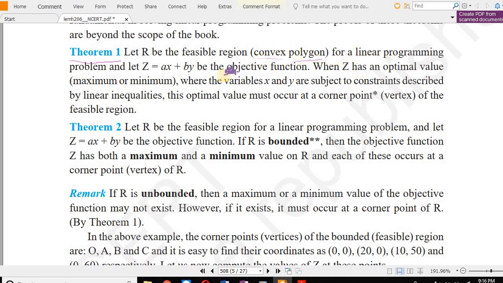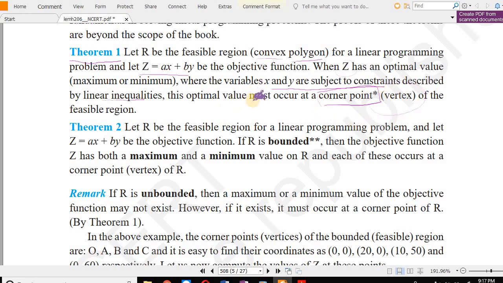So the feasible region for a linear programming problem, and let z equal ax plus by be the objective function. Remember, our objective function does have this form. Now, when z has an optimal value, maximum or minimum, where the variables x and y are subject to the constraints described by linear inequalities, this optimal value must occur at a corner point or vertex of the feasible region.